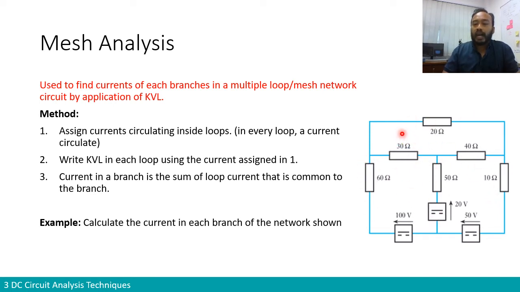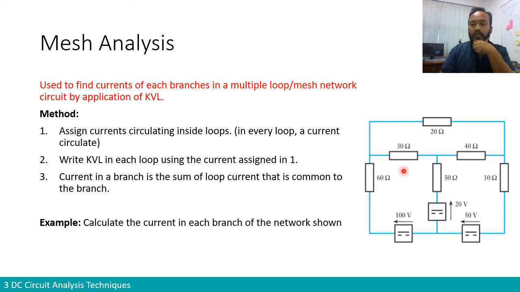So there are multiple branches. If you want to find currents in those branches, in a circuit made of multiple loops, one of the easiest methods is what we call mesh analysis. We'll go through an example, but to summarize, what do we have in the method? The first step is to assign currents circulating inside the loops.